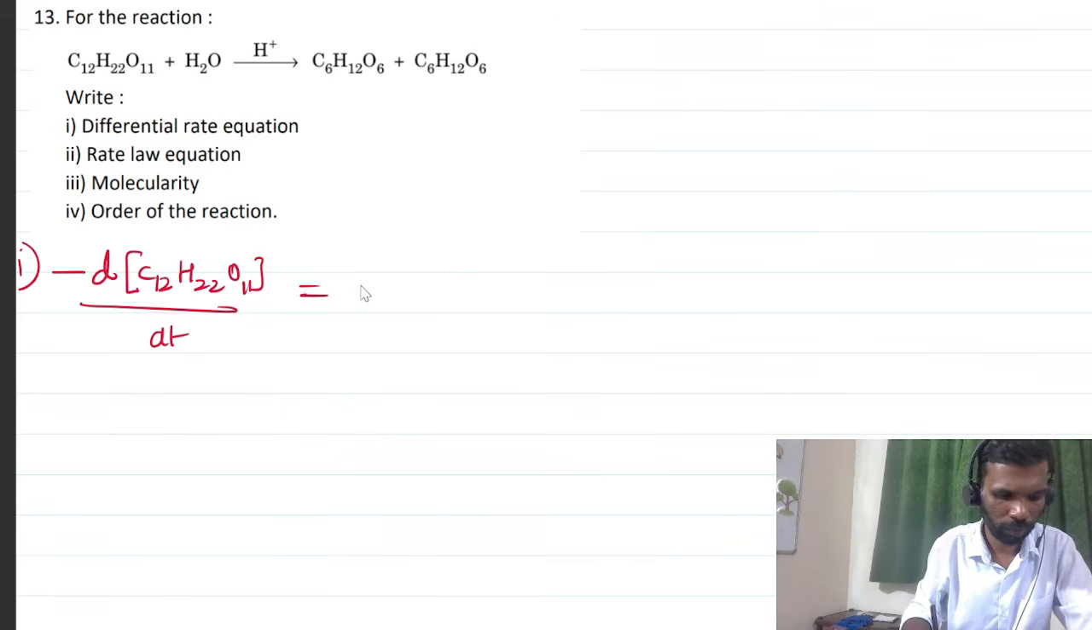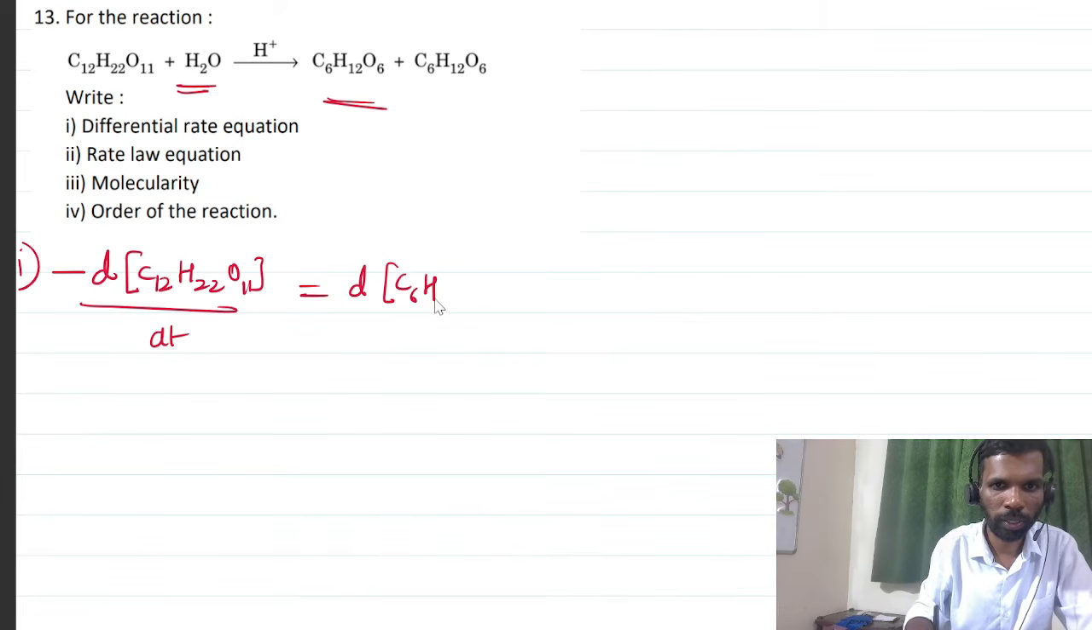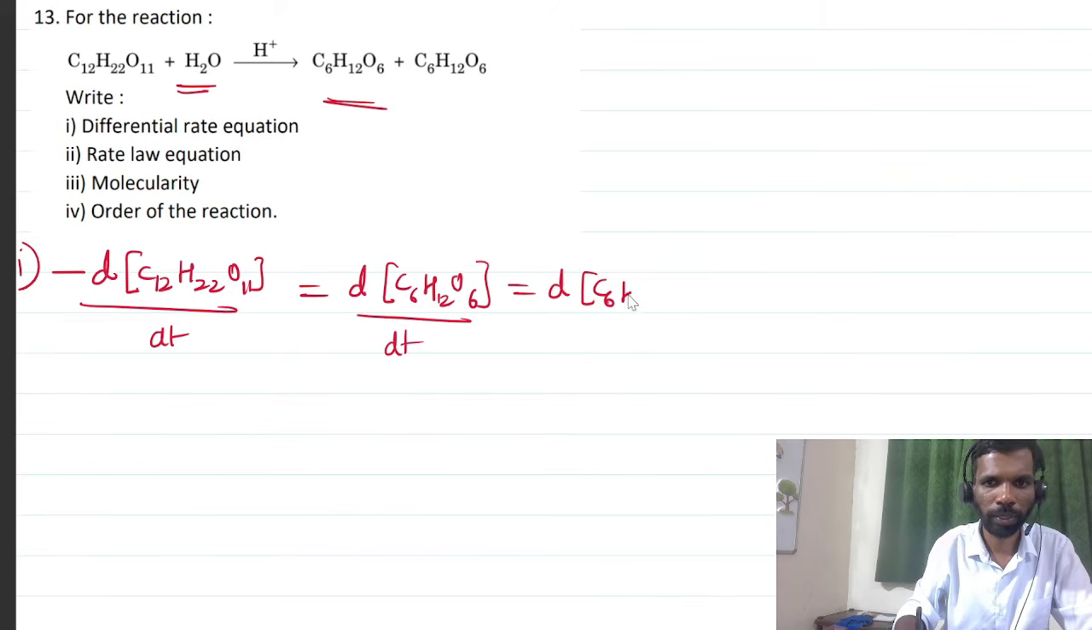Over here, the concentration of the water we are taking constant, so we don't have to consider the concentration of the water. It looks like a second order reaction, but it is called a pseudo first order reaction, which is given in NCERT. So I'm writing this product side: d C6H12O6 by dt is equal to d C6H12O6 by dt. Now we'll say that both will be the same.